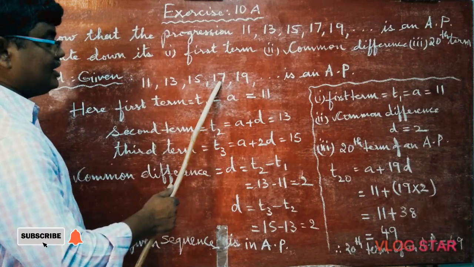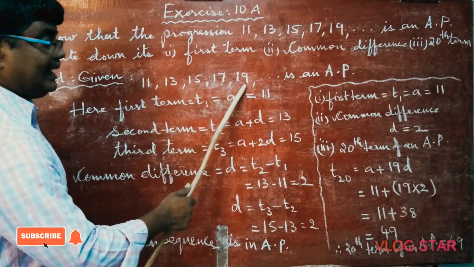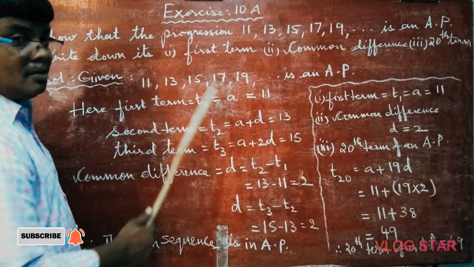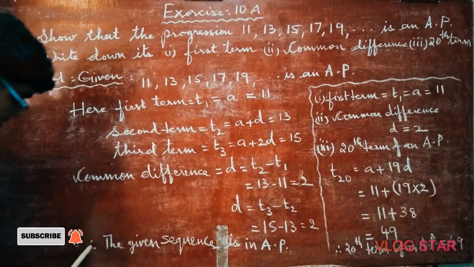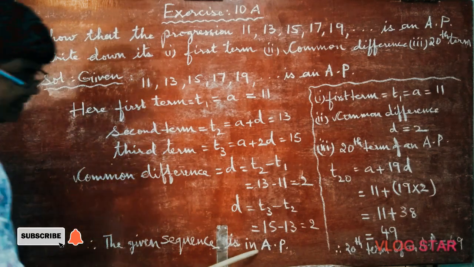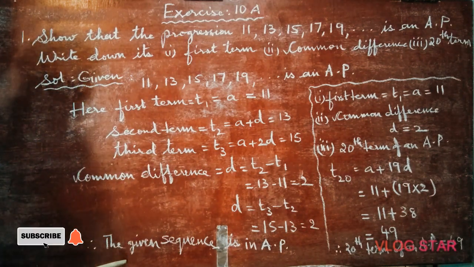19 minus 17, 2. Which terms? T1, T2, T3, T4, T5. T5 minus T4, 2. T4 minus T3, 2. So mentally, with these we came to conclude. What is the conclusion? Therefore the given sequence or series is in AP. They told us to show that, therefore we say it is in AP.